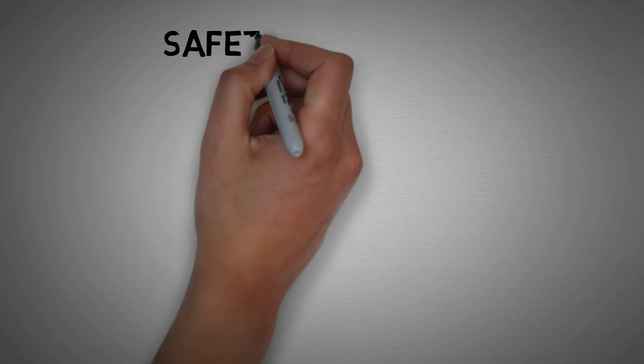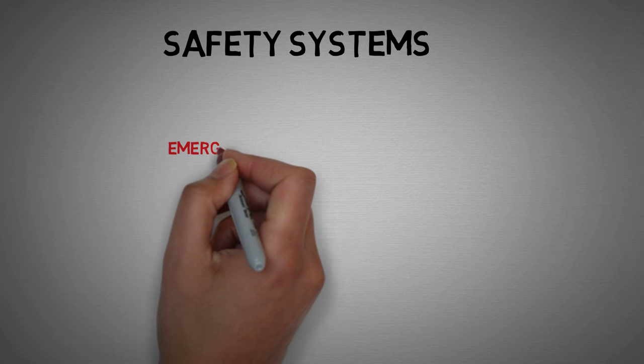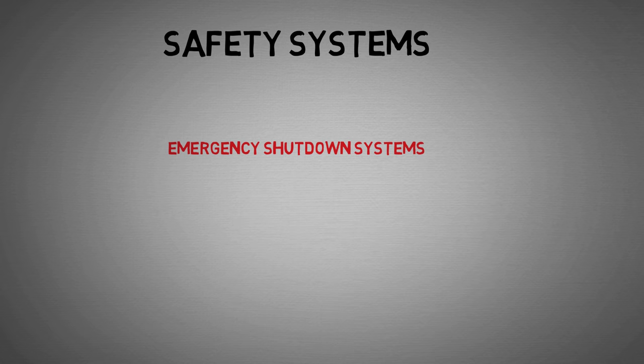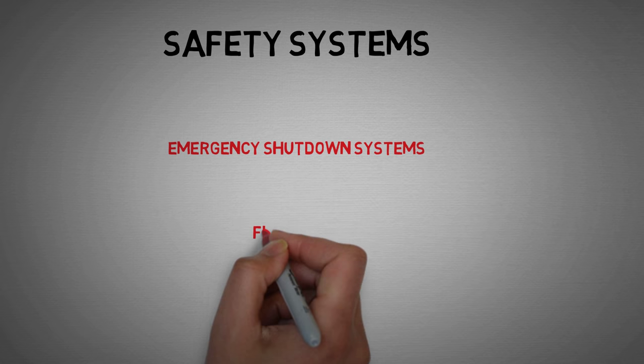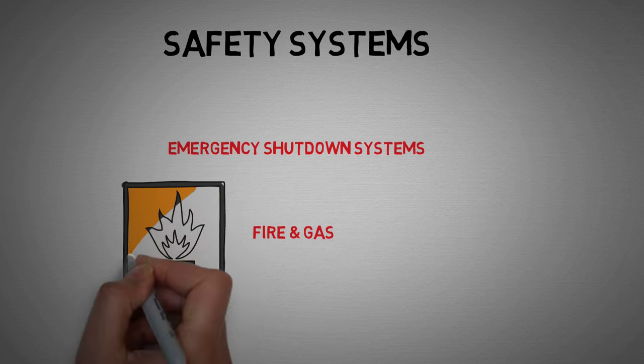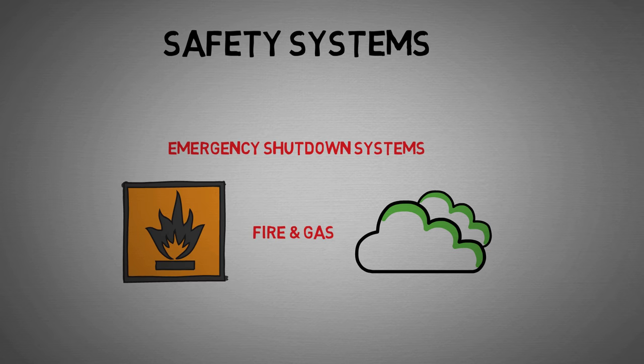Now, as well as working on process control loops, instrument techs also work with plant safety systems. This involves working on emergency shutdown systems that automatically put the plant into a safe condition if there is an emergency. On petrochemical sites, there is also equipment that detects fire and gas releases. Instrument technicians are normally in charge of maintaining and repairing this equipment if it goes wrong.